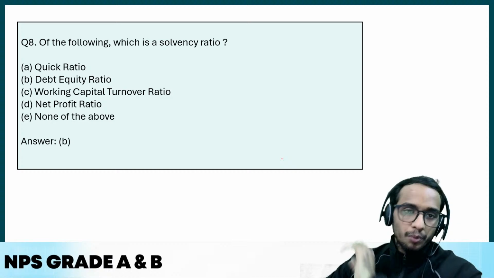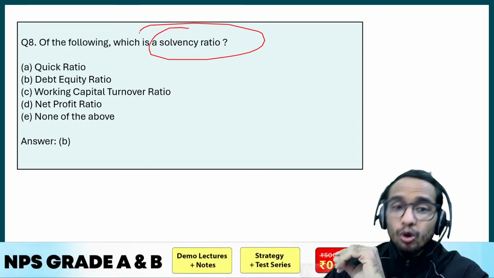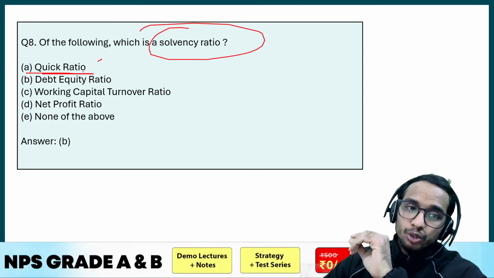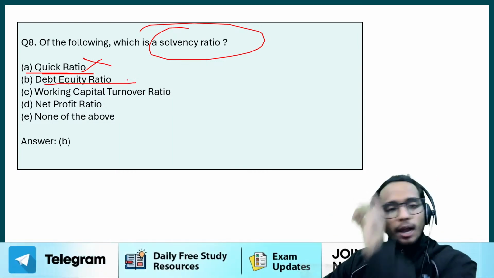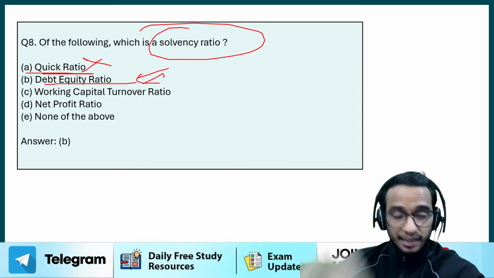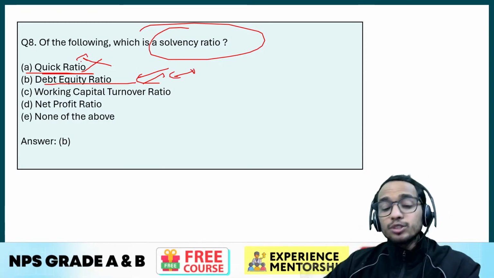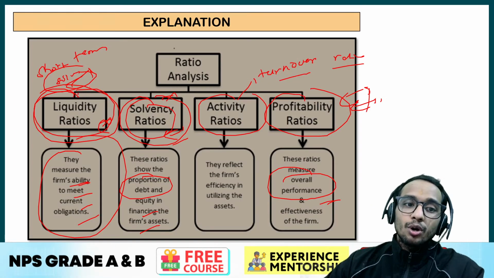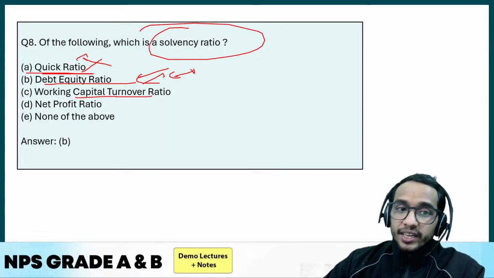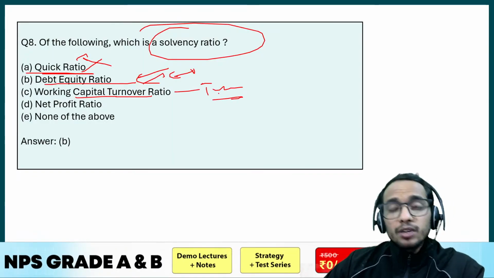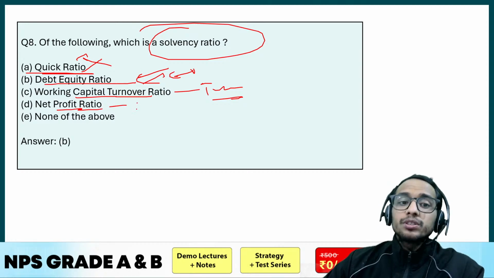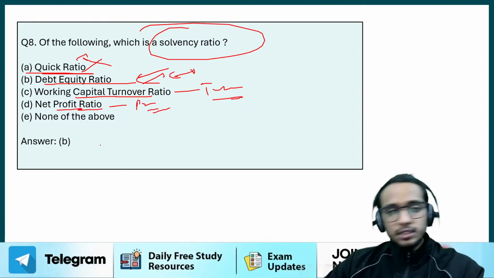Now let's get back to the question. It says which of the following is a solvency ratio? Solvency ratio is not the quick ratio. Debt equity ratio, absolutely correct. We have talked about this right now. So debt equity ratio is your solvency ratio. Quick ratio is not a solvency ratio. It is your liquidity ratio. Working capital turnover ratio is a type of turnover ratio. Net profit ratio is a type of profitability ratio. So the answer would be option number B only.